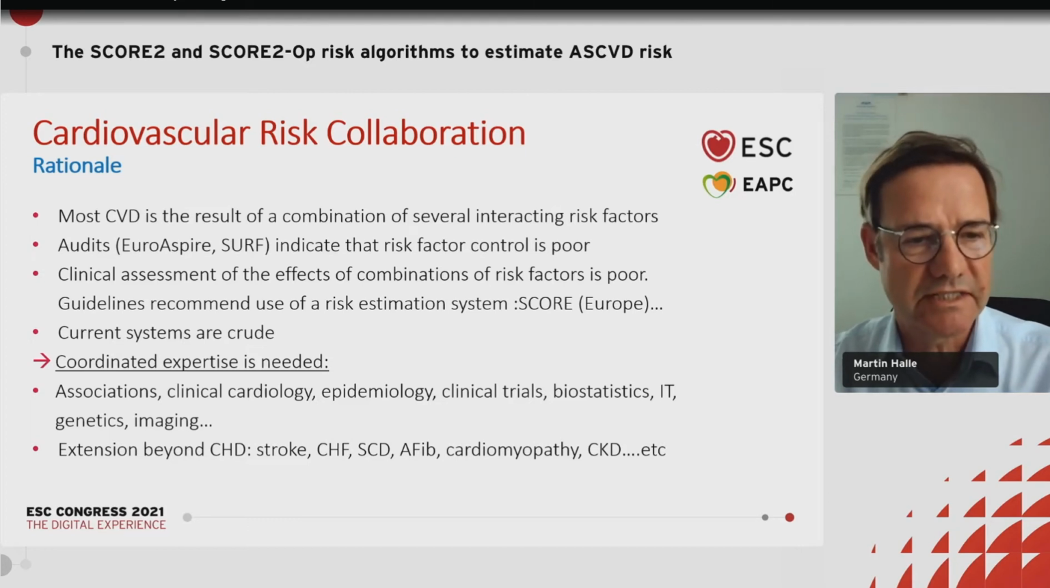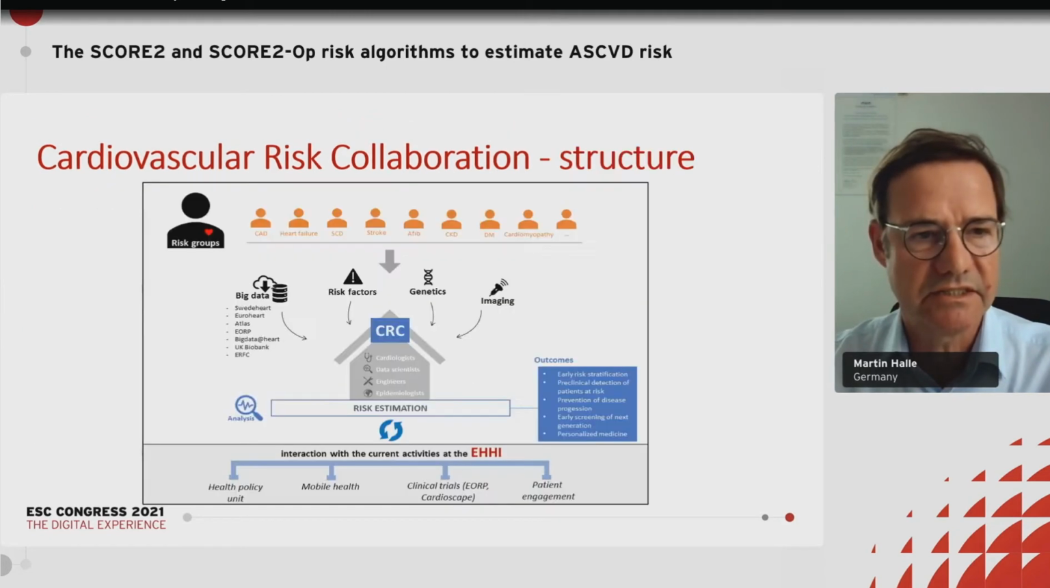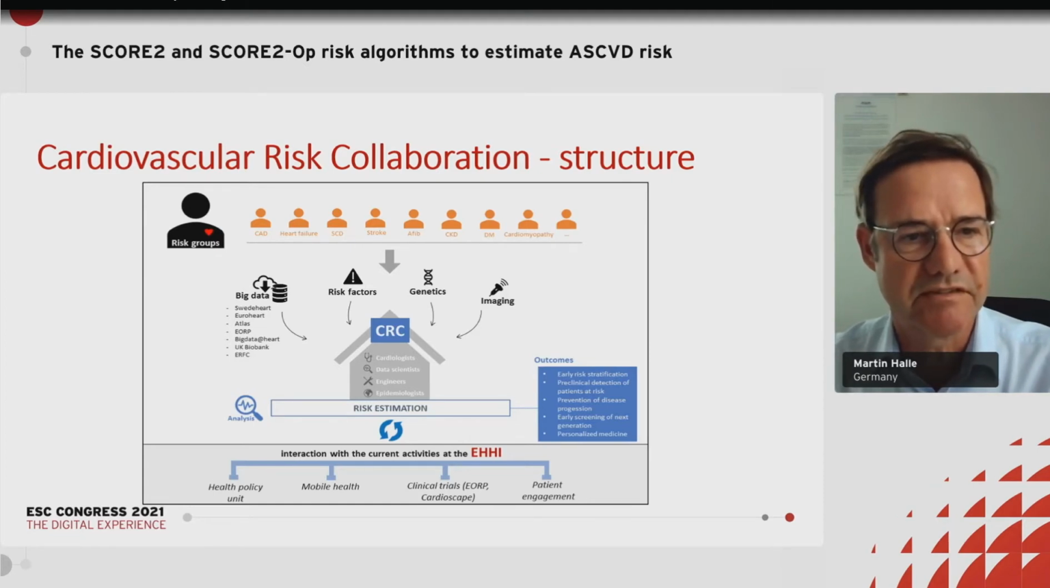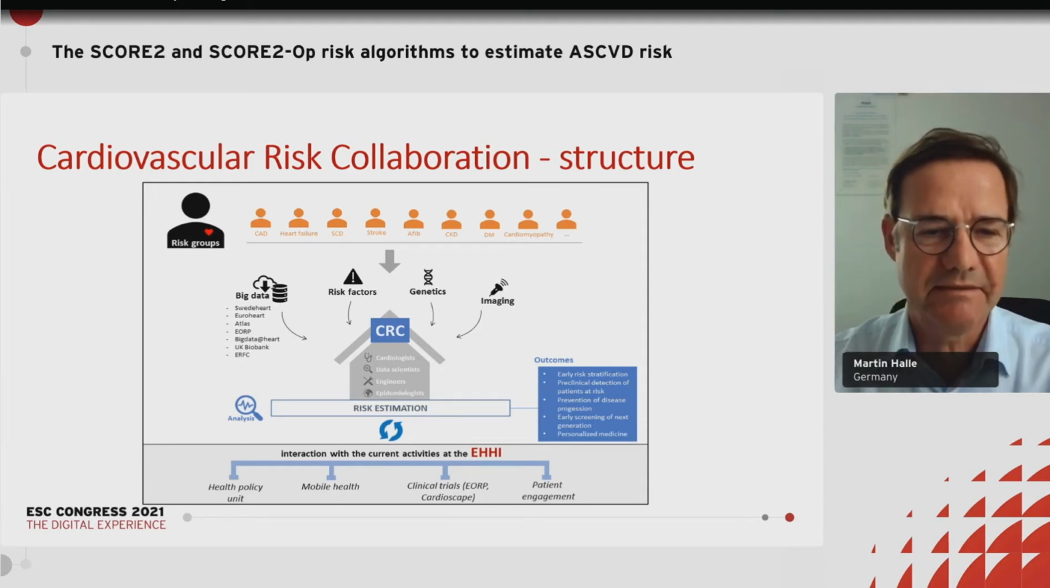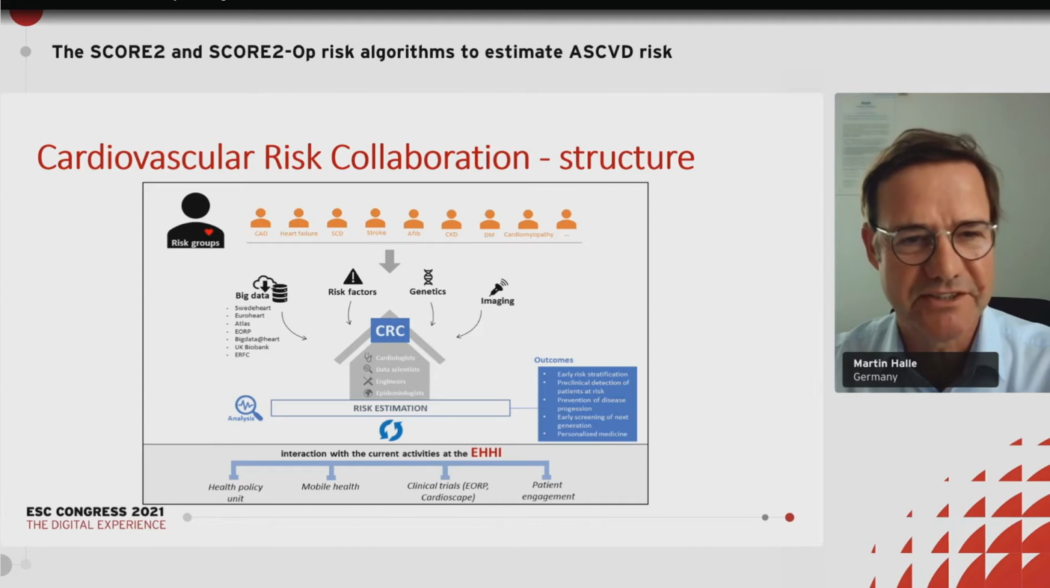But not only assessing cardiovascular disease risk, but also other entities in cardiology. This is why the cardiovascular risk collaboration structure has been developed, assessing risk, getting all these data together, including genetics, imaging, big data, and then looking at whether the new SCORE and SCORE-OP will eventually lead to a reduction of cardiovascular disease in Europe. Thank you very much for your attention.